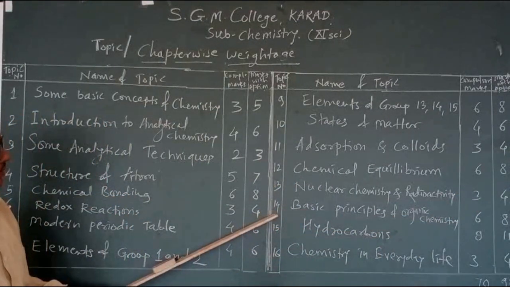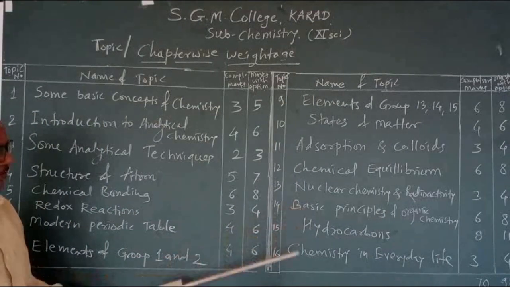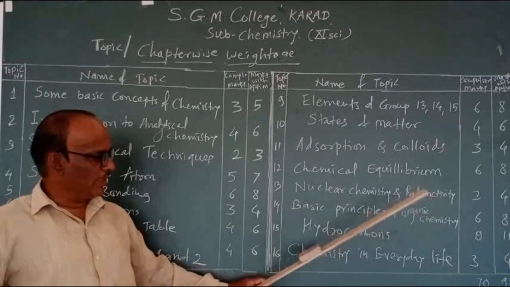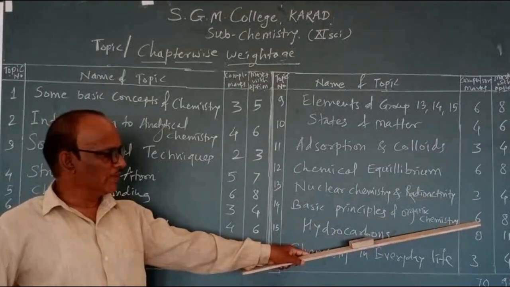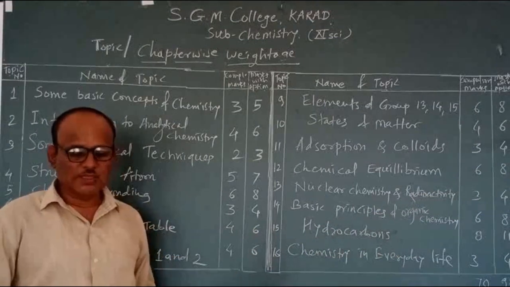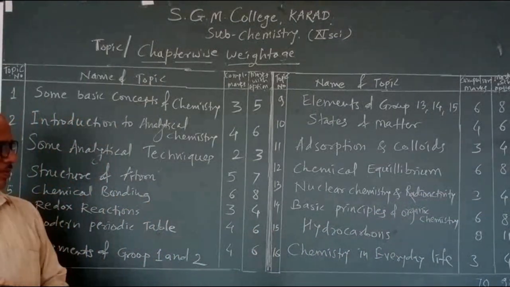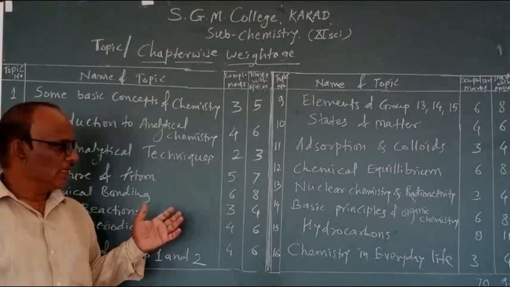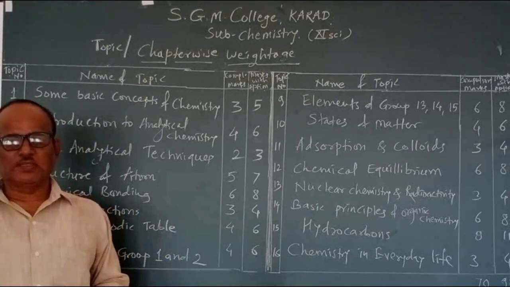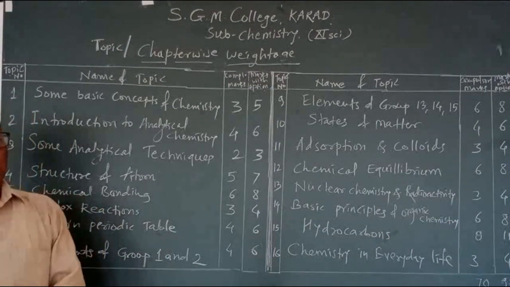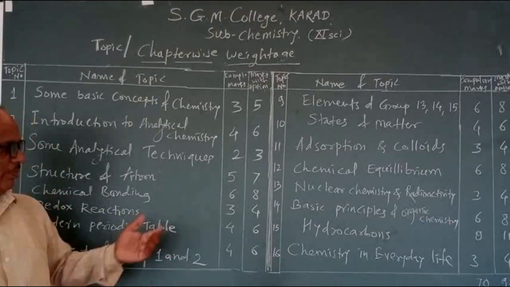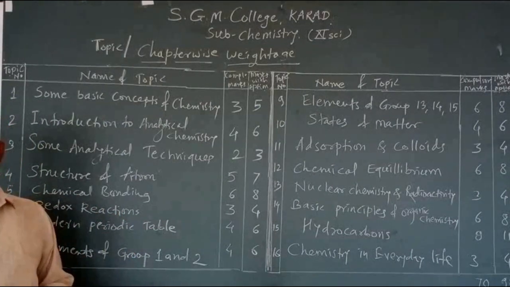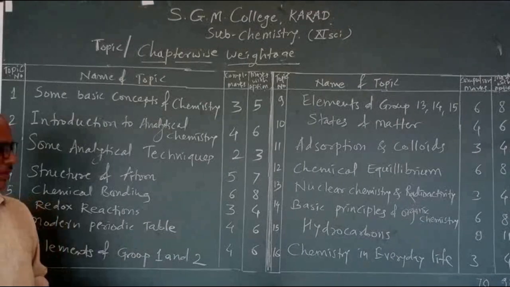Then next topic is topic number 14, basic principles of organic chemistry. It carries compulsory 6 marks and with option 8 marks. In this topic we have to study the carbon compounds. Organic chemistry means organic compounds, and organic compounds are called carbon compounds. So here the main element is carbon, and from carbon a great number of compounds are formed.